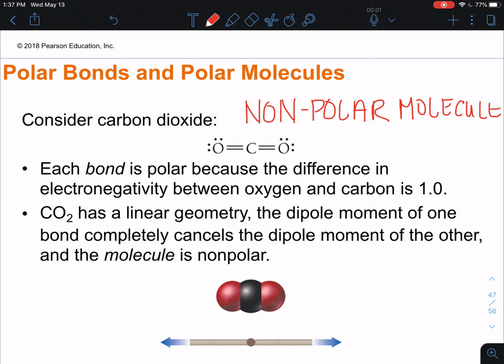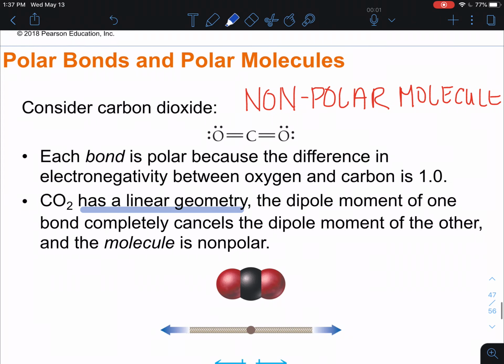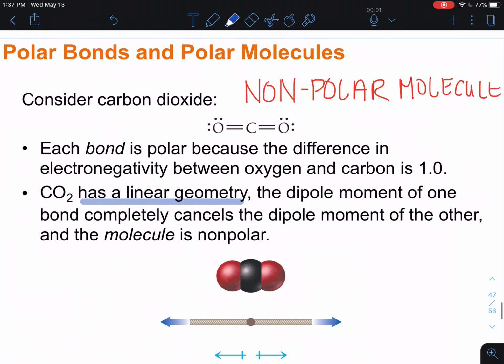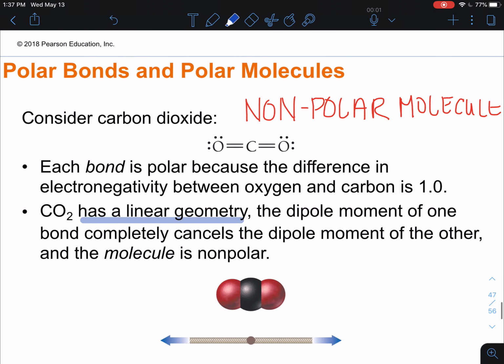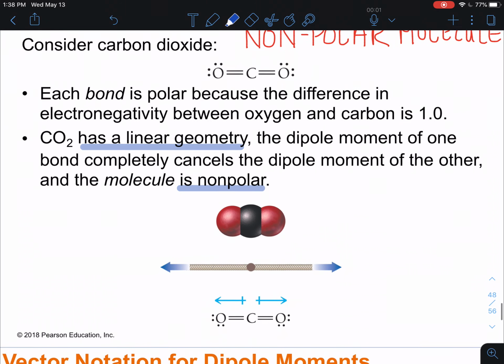And that's because even though carbon dioxide is made up of polar bonds, it has a linear geometry. All right? The dipole moment of one bond completely cancels out the dipole moment of the other, and the molecule has no net dipole, so it is nonpolar.